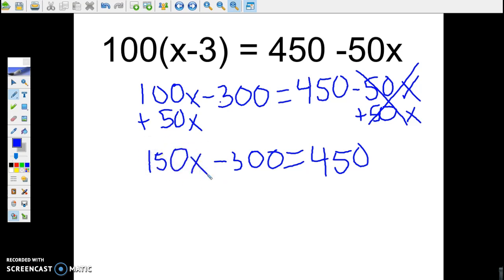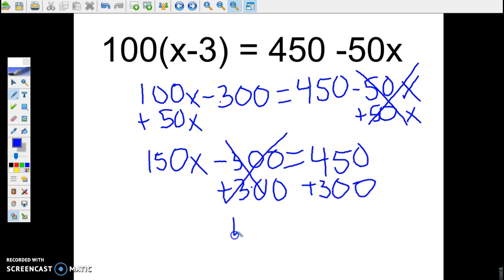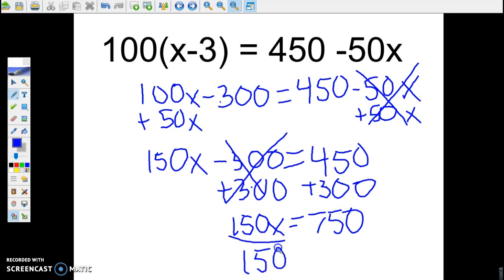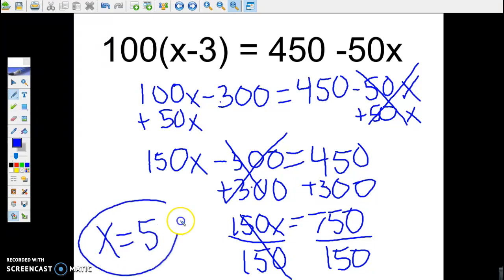150x. From here, we have to add 300 to both sides because the inverse of subtraction is addition. So we're going to add 300. That cancels this out and leaves me with 150x. And 450 plus 300 is 750. Last step is to divide both sides by 150. 150 divided by 150 cancels out to 1, and 750 divided by 150 is 5. Therefore, x equals 5.